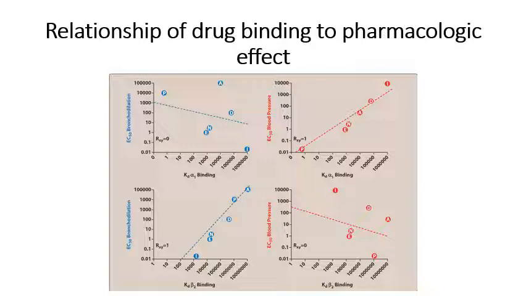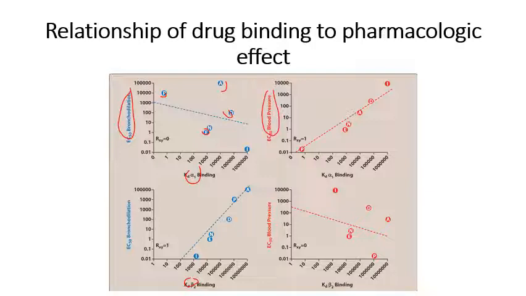Let me show the pen so that it will be easy to clarify the results. So here we have different drugs, and we are going to correlate the affinity of these agonists to binding to two types of receptors. These are alpha 1 receptors and beta 2 receptors, and correlate the affinity of these agonists with a physiological response. The physiological response that we are going to measure is bronchodilation and effect on blood pressure.